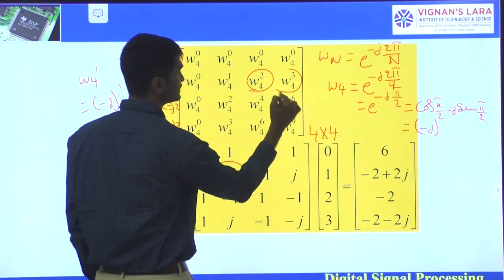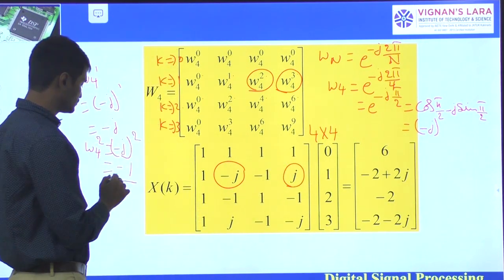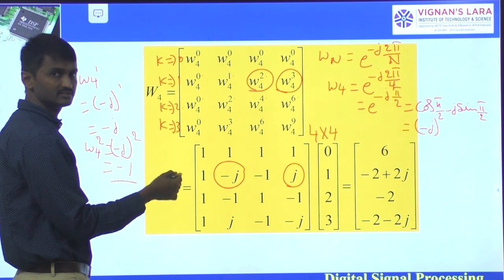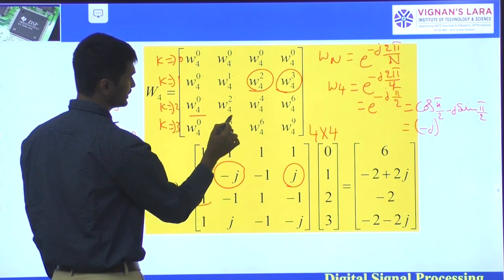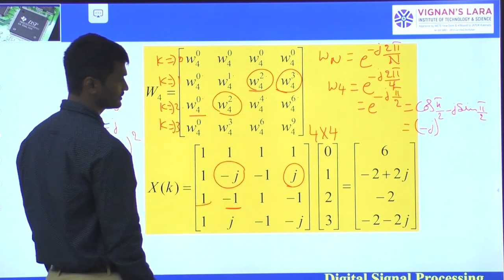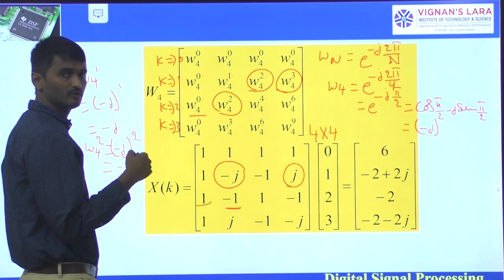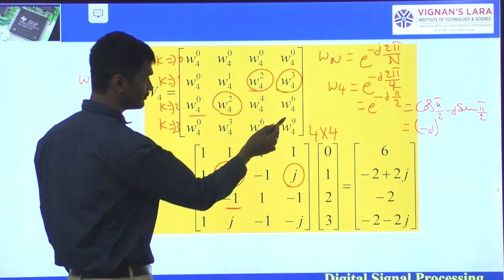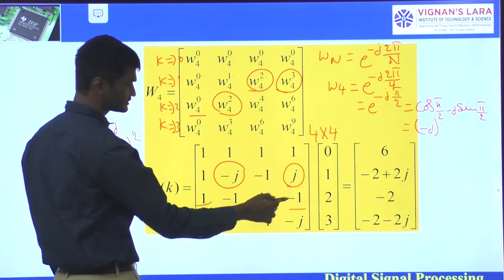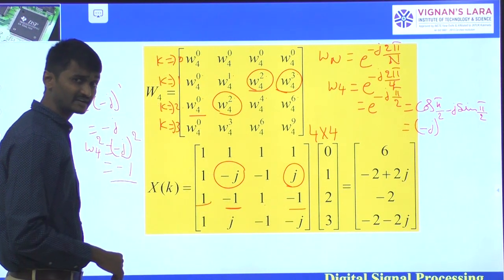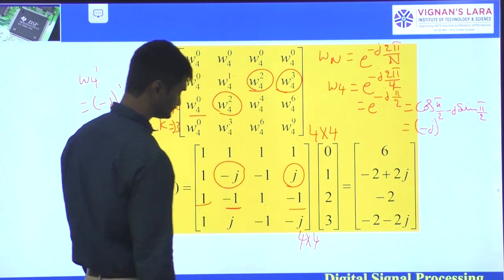So like that, omega 4 power 3 is plus j, because omega 4 square is equal to minus 1 into minus j, which is plus j. Like that for all the values. Omega 4 square, they already have calculated, is minus 1. So omega 4 power 4 is minus j power 4, that is plus 1. Similarly, omega 4 power 6, that is minus j power 6, is minus 1. So like that, we have to derive the Twiddle factor matrix of size 4 by 4.